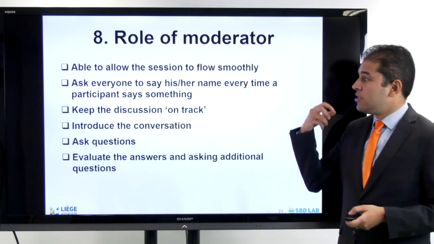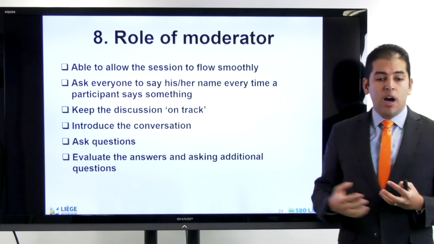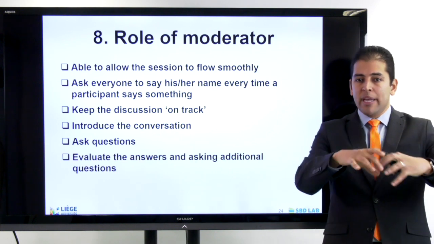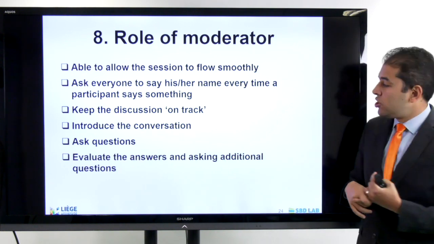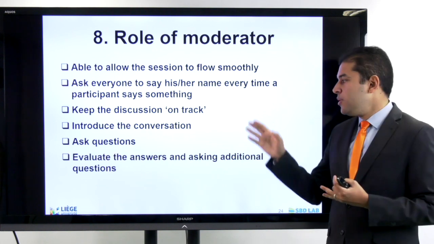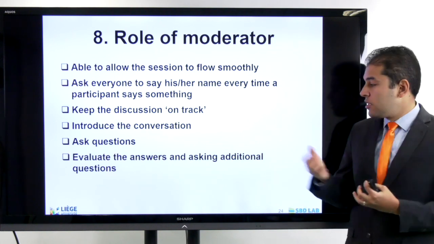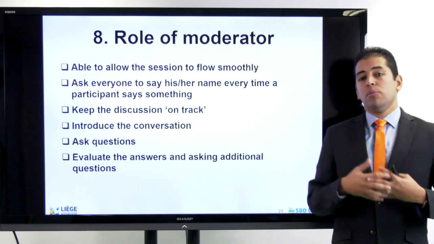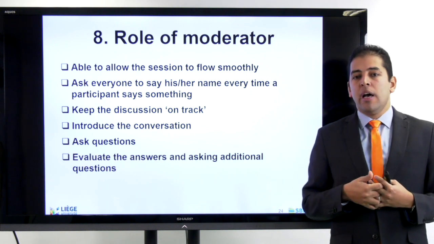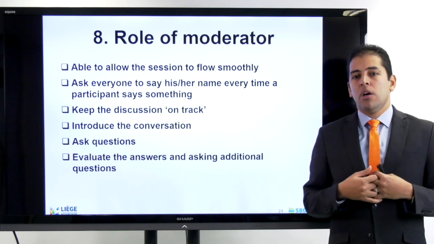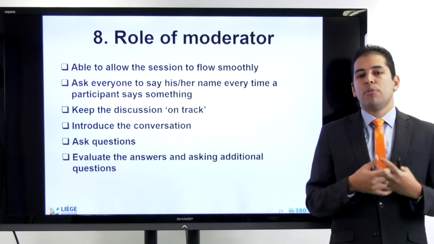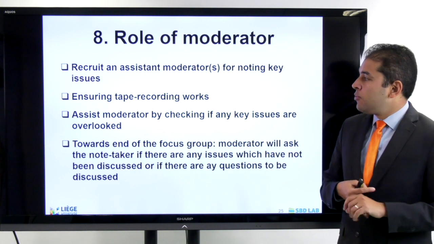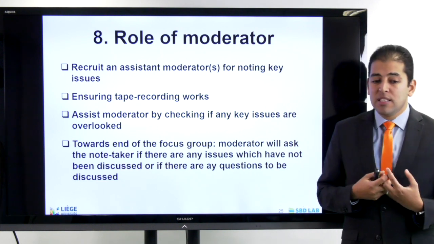Also, the role of the moderator is to allow the session to flow smoothly. Ask everyone to say their name every time they participate or when they start to talk, or even make some badges on the tables. Keep the discussion on track, introduce the conversation, don't let people divert from your topic, ask the questions, evaluate the answers. The moderator is a professional job today. If possible, get somebody with experience to work as a moderator, preferably somebody who has done it before. If it is your first time doing a focus group discussion, you are not recommended to do it yourself.